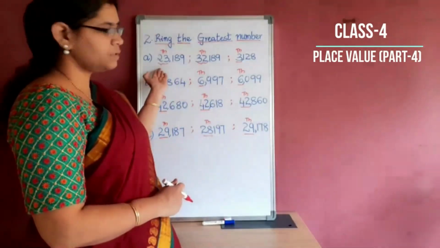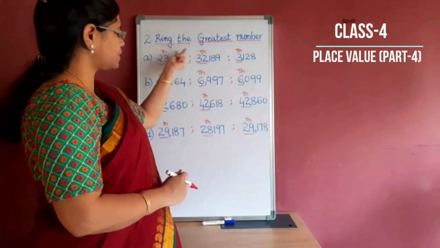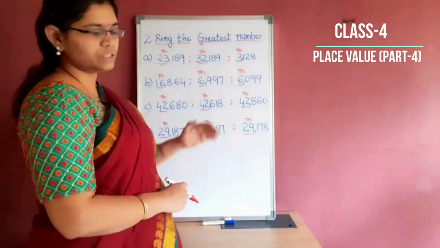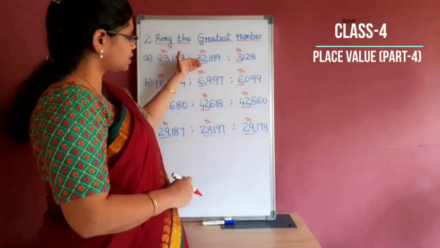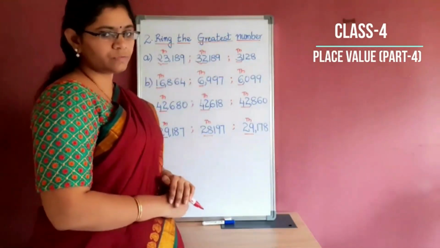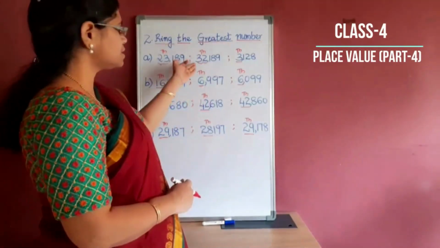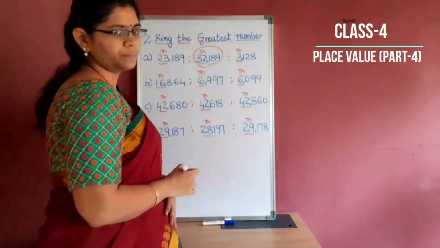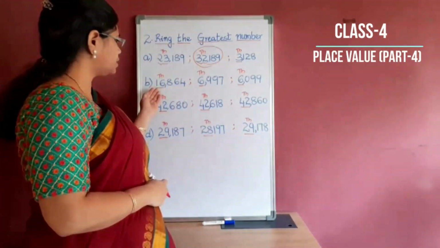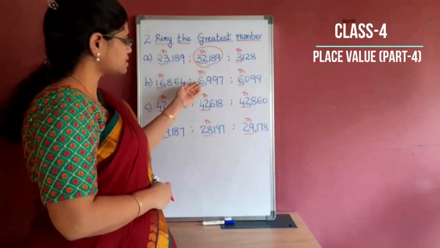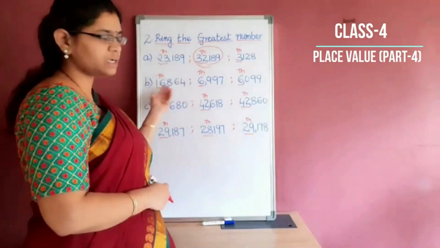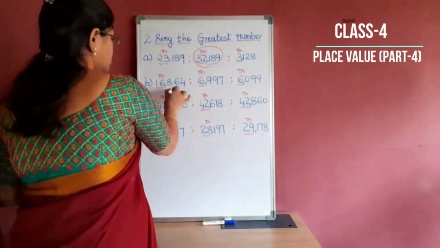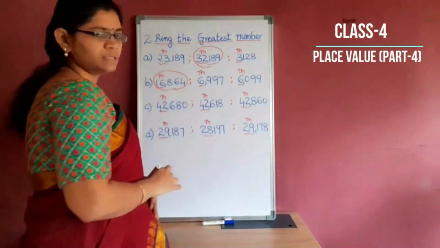Here they are asking us to bring the greatest number. See the first sum. We have 23 in the thousands period, 32 in the thousands period and 3 in the thousands period. Which is greater, children? 23,000, 32,000 or 3,000? Yes, it is 32,000, so I am circling this number. Okay, let us see the next sum. Here we have 16,000, 6,000 and 6,000. Which is greater, 6,000 or 16,000? This is greater, so let us circle this number.